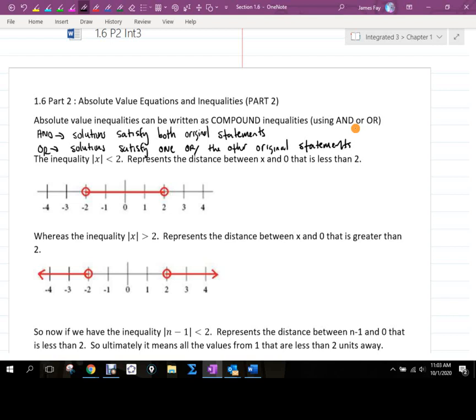When we talk about an absolute value inequality, here it says the inequality, the absolute value of x is less than 2, represents the distance between x, our solutions, and 0. That is a distance less than 2. So x is our solutions, right?